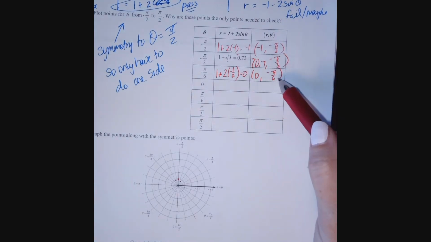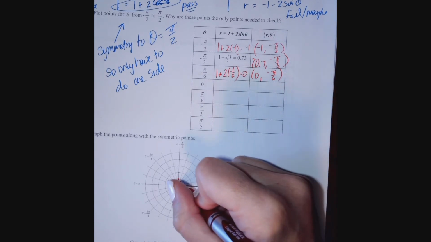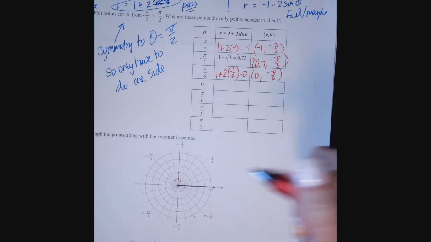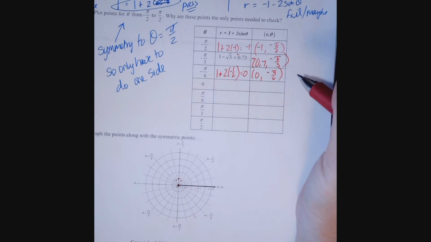0 at negative pi 6. So let's do our negative pi 6, and then that's just at 0. That's on the y-axis, so it reflects to itself. It's just right there.